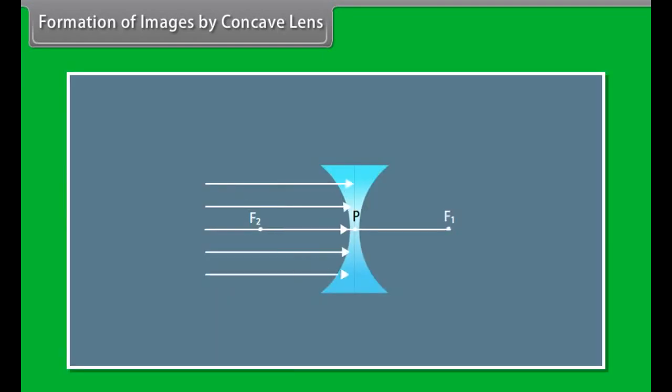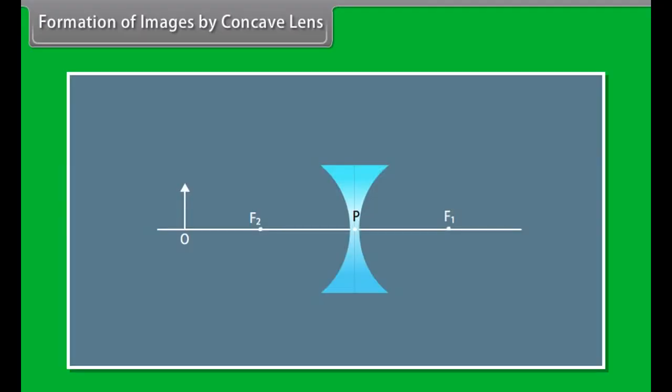Formation of images by concave lens. When the object is placed at infinity, then the image formed at F on the same side. The nature of the image is virtual, erect and diminished to a point.